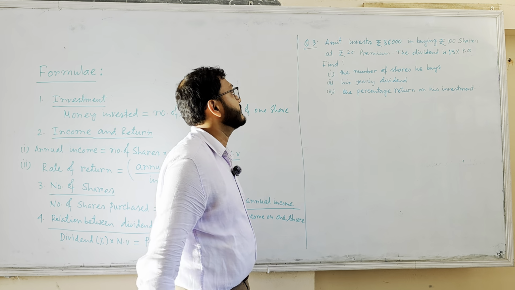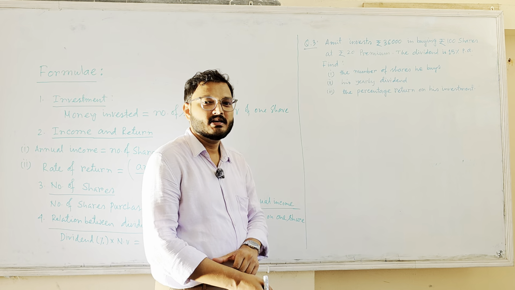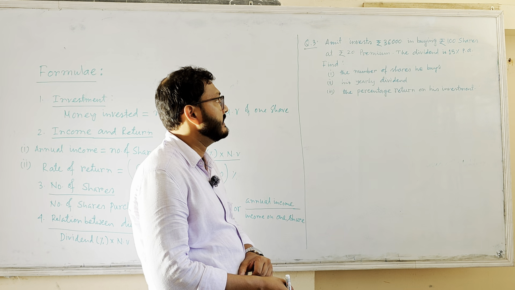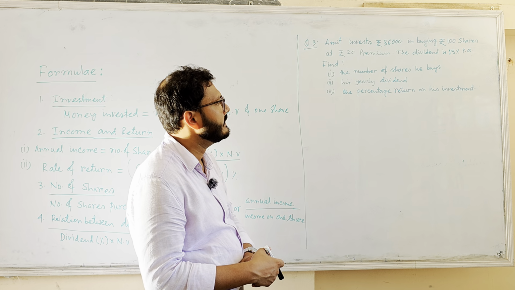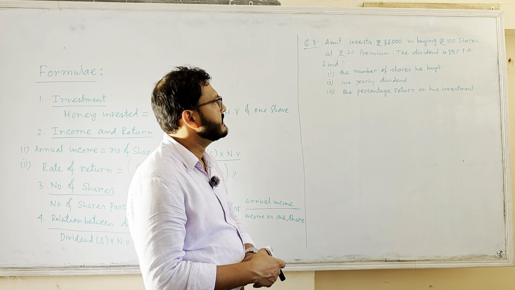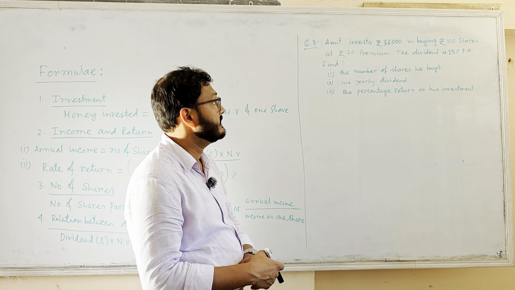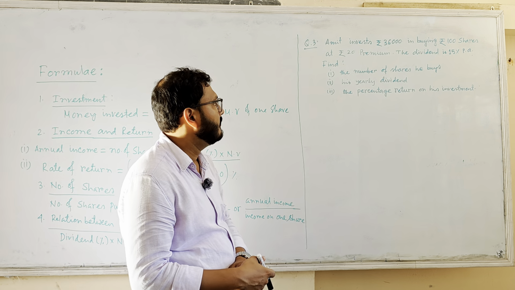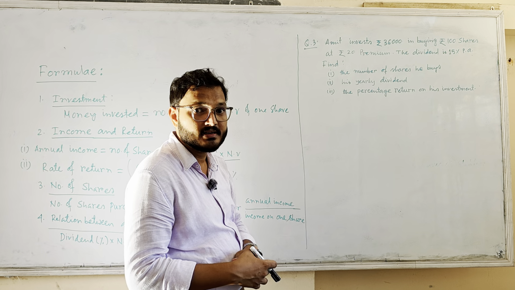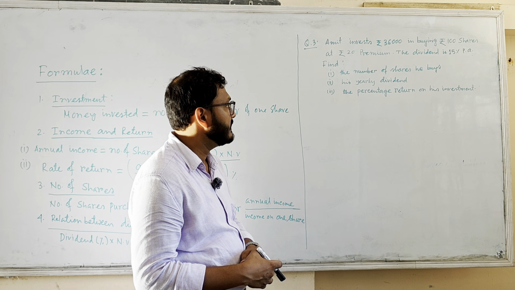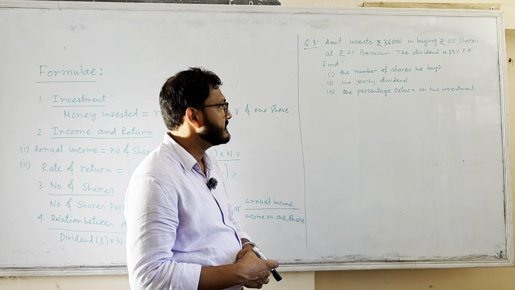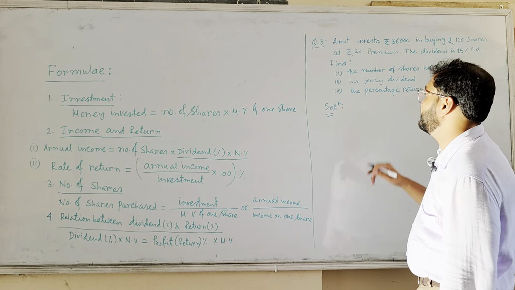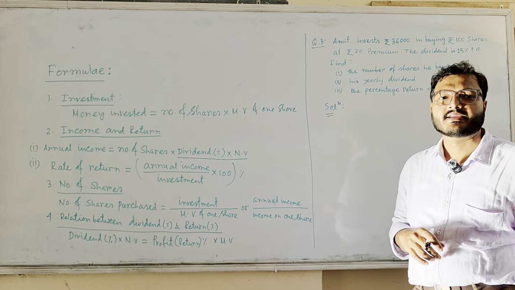Now this is our third sum, and it came in the year also. Amit invests 36,000 in buying rupees 100 shares at rupees 20 premium. The dividend is 15% per annum. Find the number of shares he buys, his yearly dividend, and the percentage return on his investment. We will solve this sum. First, we will read which are given.